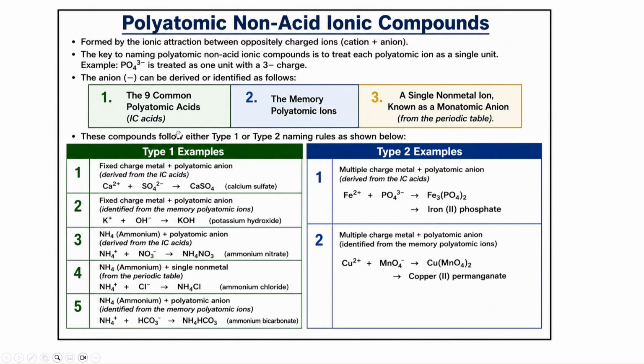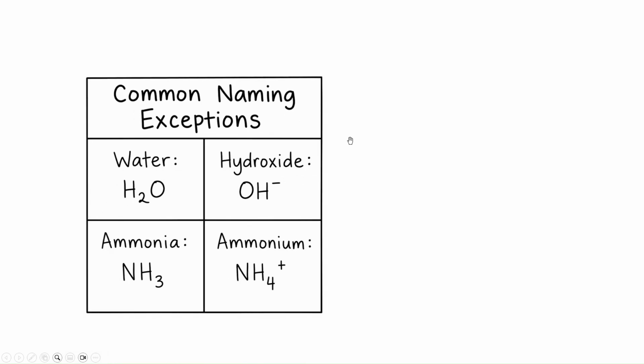Moving on, we have the polyatomic non-acid ionic compounds, and these compounds are named using either the type 1 or type 2 rules that we saw in the beginning. And there are 7 different variations. Finally, we have the common naming exceptions. These are substances or ions that have names we need to recognize rather than derive from the normal naming rules. And examples of those include water, hydroxide, ammonia, and ammonium.